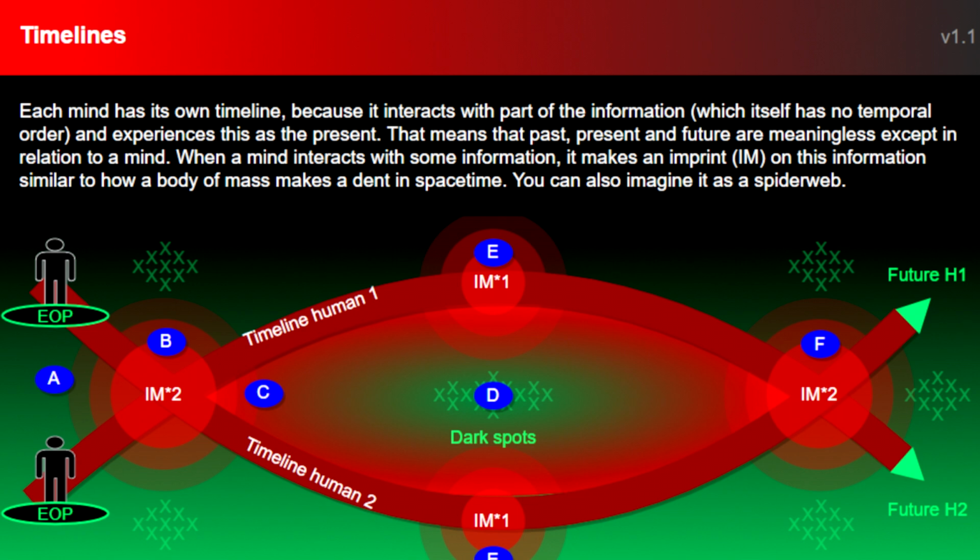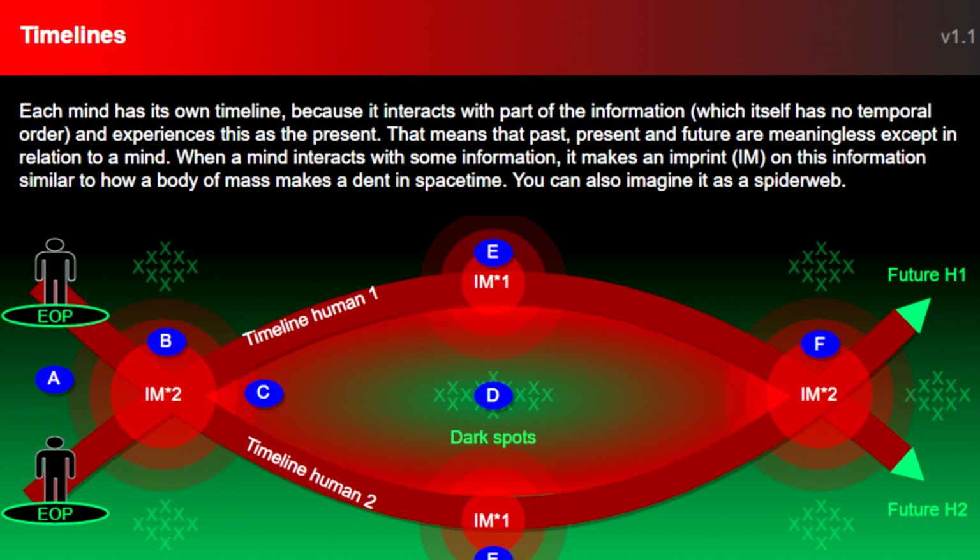E. They go their separate ways and do stuff, imprinting the information as individual minds, IM asterisk 1. F. They meet up again. Even though they went their own way and have separate timelines, their imprints and the rippling effects of them result in a consistent whole. Each mind interacts with, imprints, part of the information and has its own timeline. Objective reality is the sum total of these imprints, the information interacted with by minds.